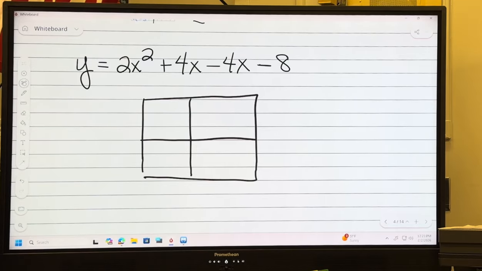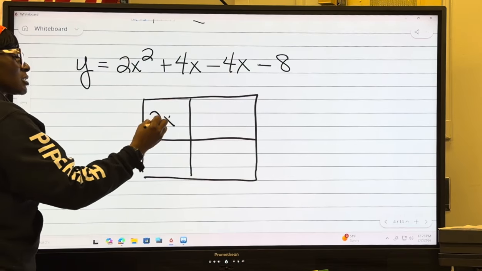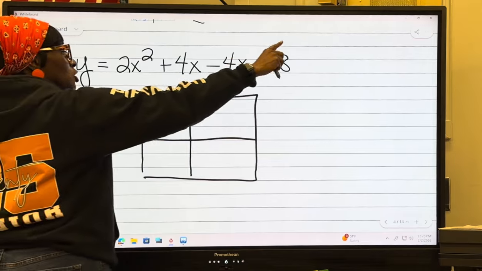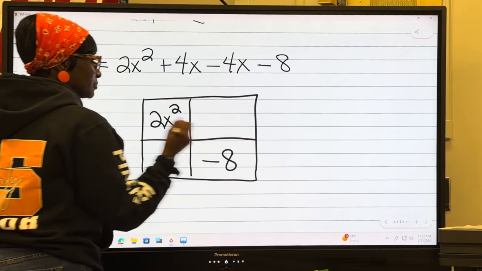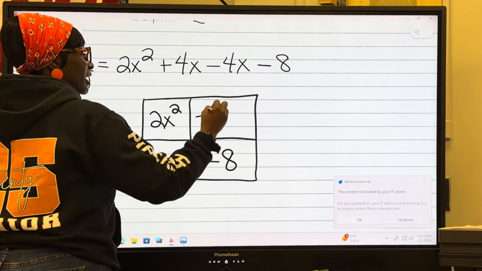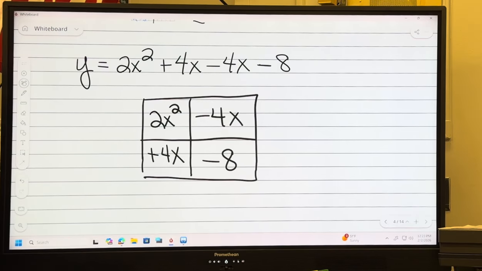And we're going to throw each of these factors in, right? Each of these terms in. First term always goes in the first box. So 2x squared. That's where your A term goes, right? Your C term always goes in the last box, negative 8. And it doesn't matter where you put the other two. That's completely up to you. But I'm going to put here negative 4x and positive 4x. It doesn't matter either way. Is everybody good on the setup?